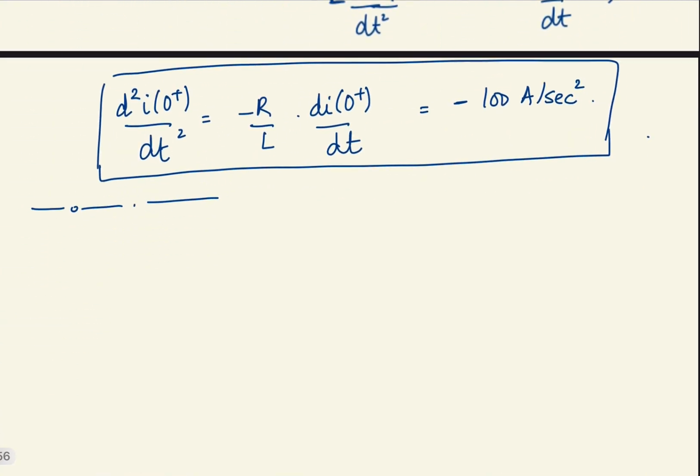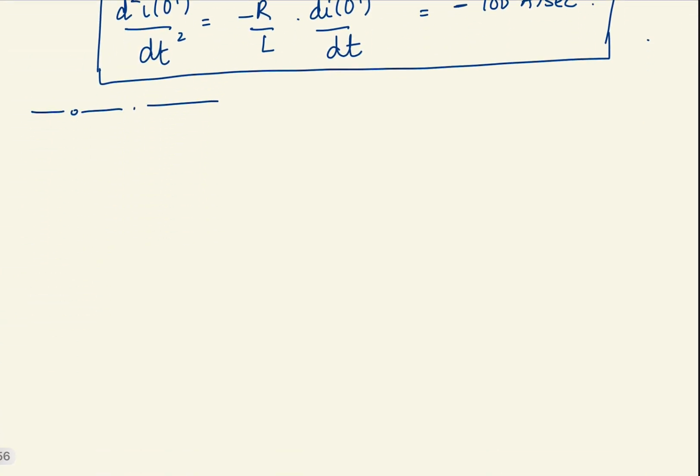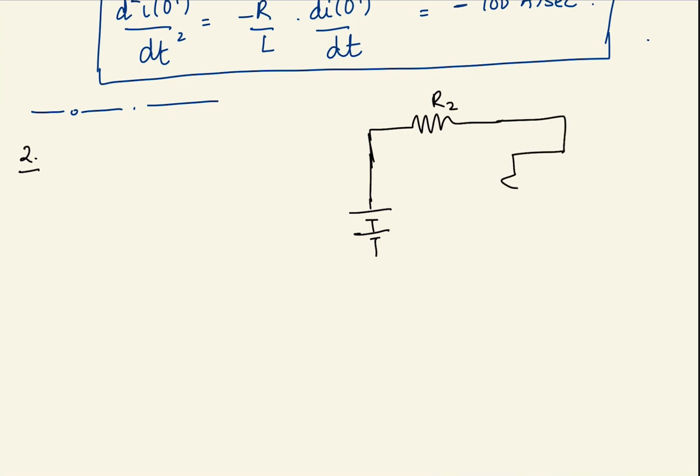Let's solve another example. This is number 2, and the circuit is like this shown here. We have a resistor R2 which connects the network like this.